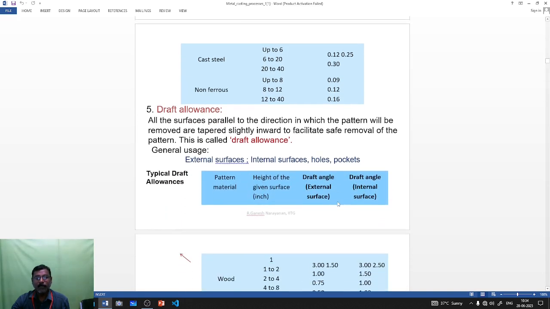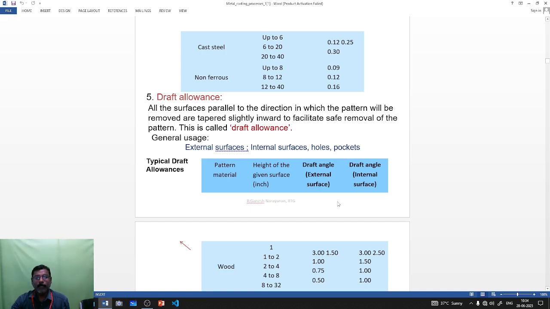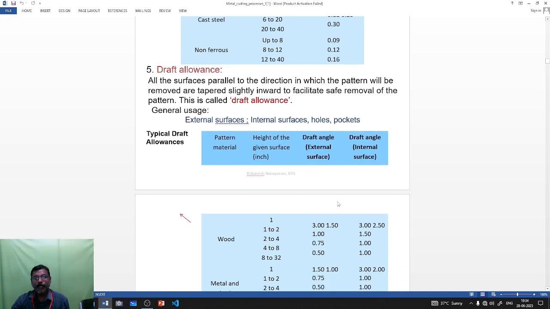So draft allowance. Then next one, draft allowance. All the surfaces parallel to the direction in which the pattern will be removed are tapered slightly inward to facilitate removal of the pattern. This is the draft allowance. So general usage is internal surface, holes, etc. So typical draft allowance by pattern materials.